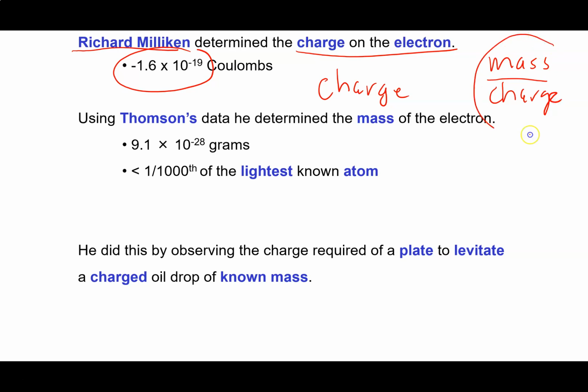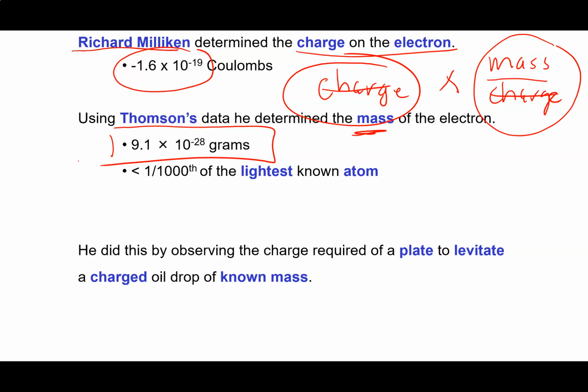He knows what this number is. Richard Millikan knows what this number is. If you put that together, you can get the mass, right? The charge times the mass on the charge ratio is just going to give you the mass. Multiply those two together. There we go. And it was determined that the mass of the electron was 9.1 by 10 to the minus 28 grams.